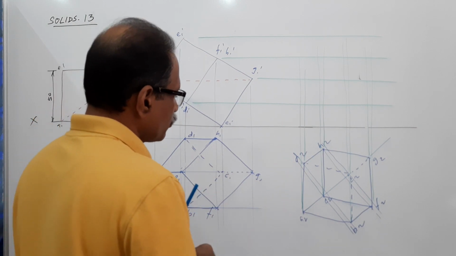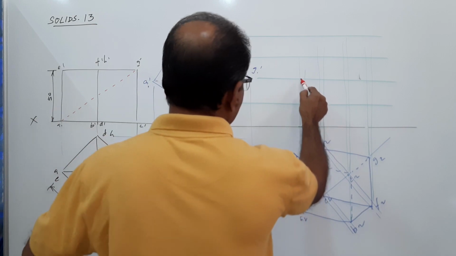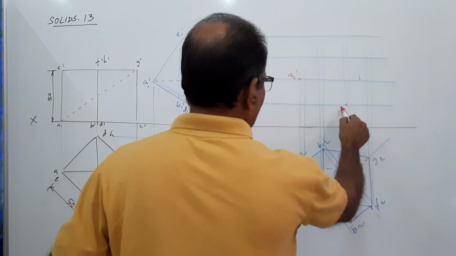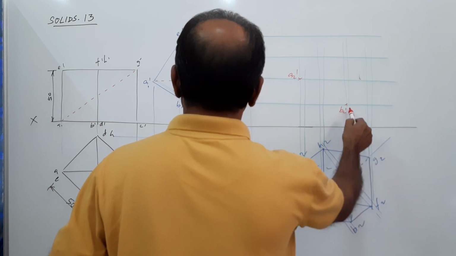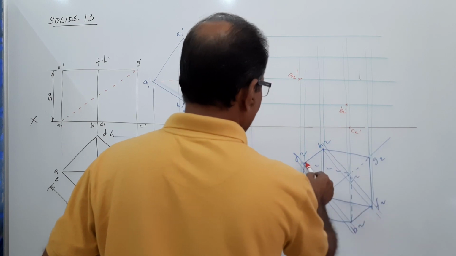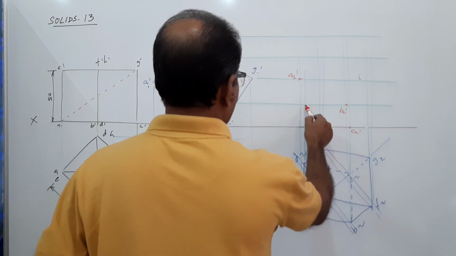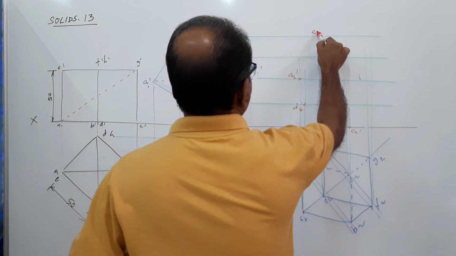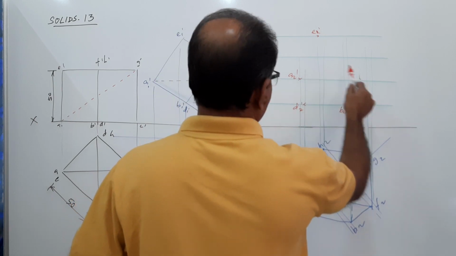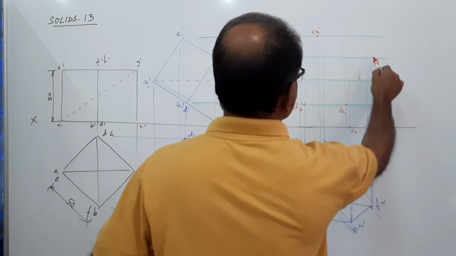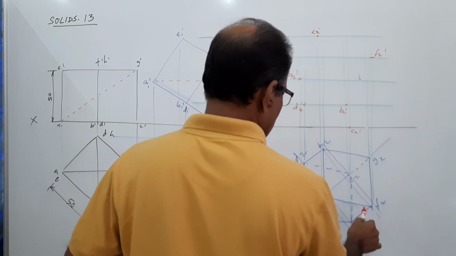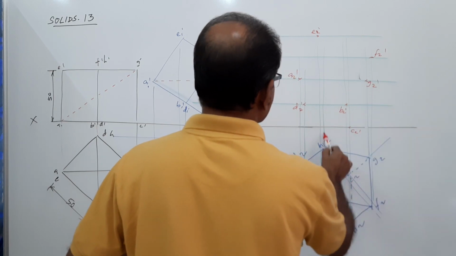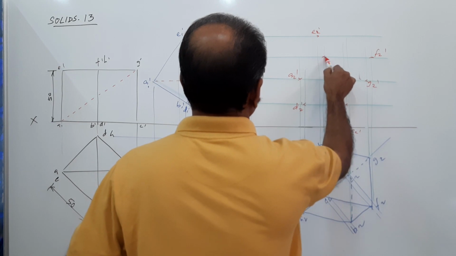Now, projector through A2, horizontal line through A dash, A1 dash, A2 dash. B2, B2 dash. C2, C2 dash. D2, D2 dash. E2, E2 dash. F2, F2 dash. G2, G2 dash. H2, H2 dash.